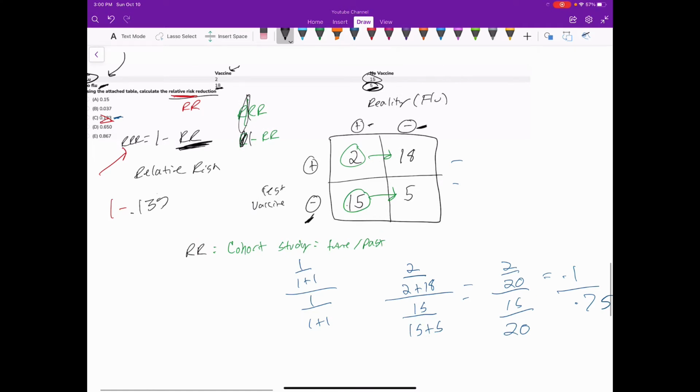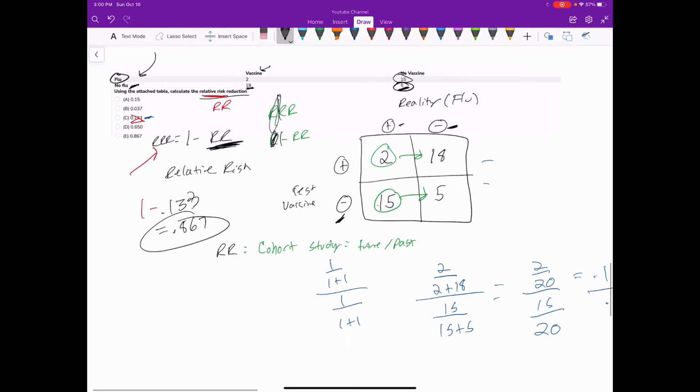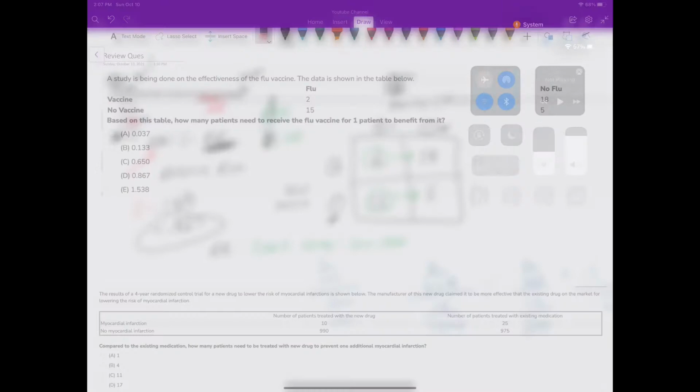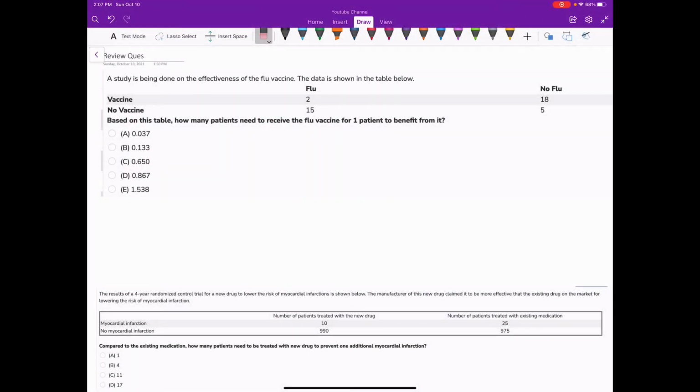And we're going to end up with 0.867. And this is going to be our relative risk reduction. Not too bad. Okay, so we're going to do some review questions now.